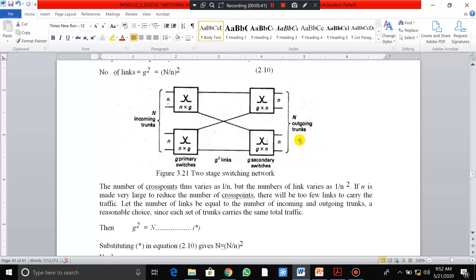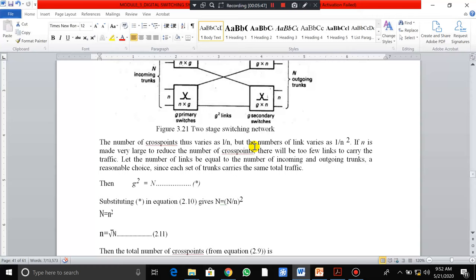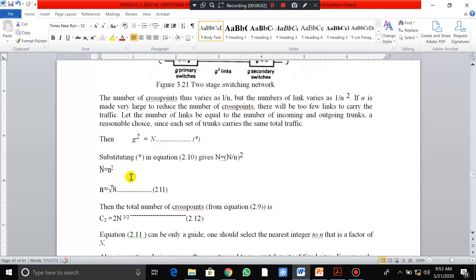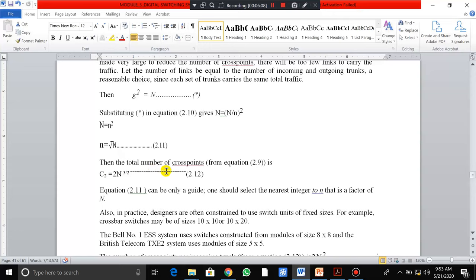The number of cross points thus varies as 1 by n, but the number of links varies as 1 by n square. If n is made very large to reduce the number of cross points, there will be too few links to carry the traffic. Okay, g square is equal to N, that is n square equals N, where n is equal to square root of N. Then the total number of cross points is given by C2 is equal to 2 into N to the power of 3 by 2.